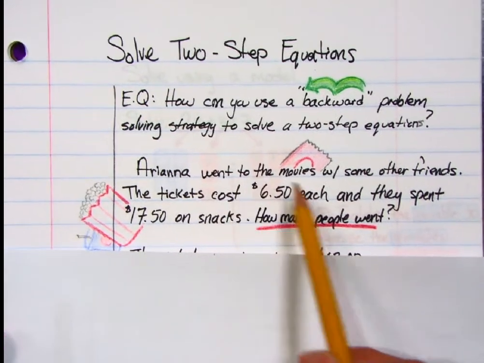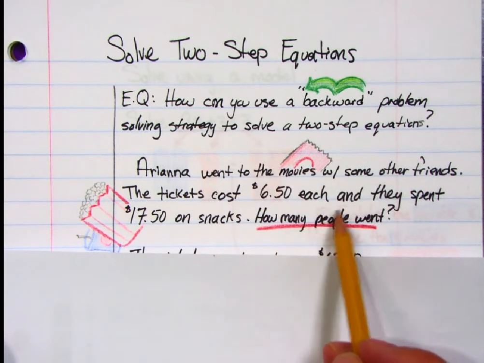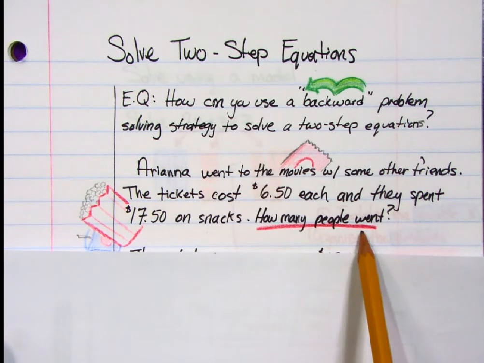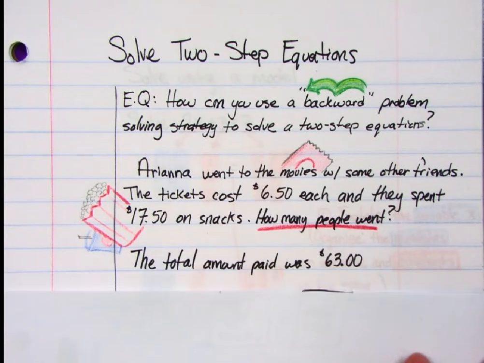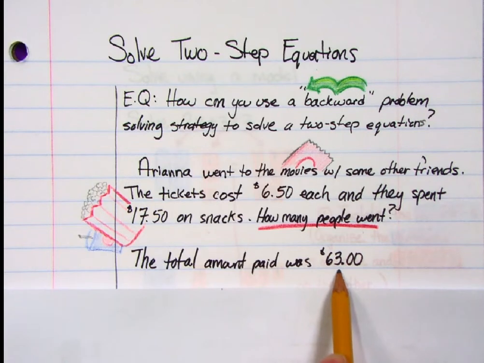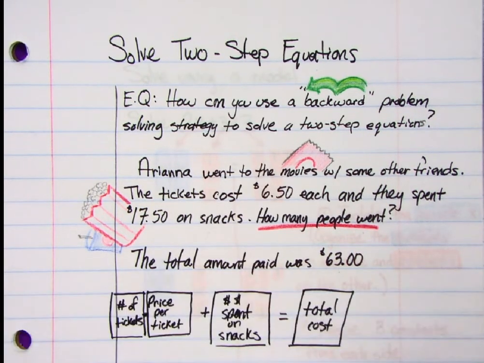Ariana went to the movies with some friends, and the tickets cost $6.50 each. They spent $17.50 on snacks. How many people went? Well, let's find out. So the total amount that they paid, you need to know that, was $63. Okay, so there's some important information.